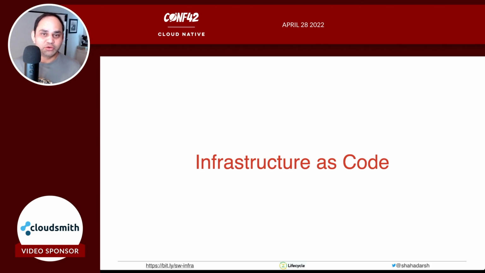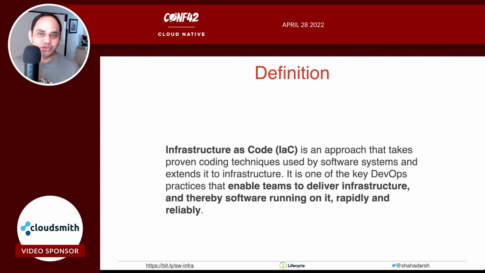Before we get started though, looking at those aspects, let's define what infrastructure as code is, because the first three topics that I mentioned in the history are all achieved through infrastructure as code. I'm sure you all know what infrastructure as code is. It just helps us automate provisioning of infrastructure resources. It is one of the key DevOps practices that enables teams to deliver infrastructure rapidly and reliably.